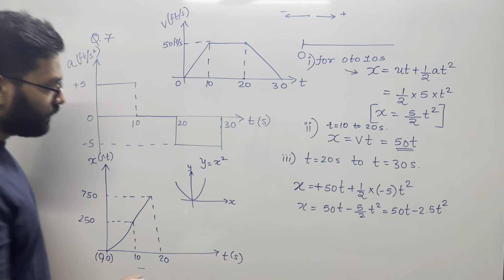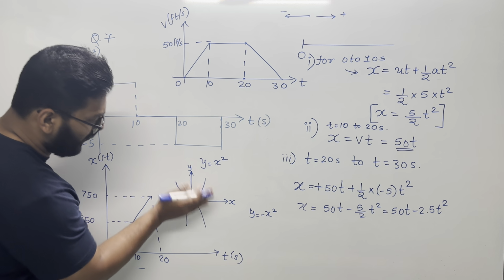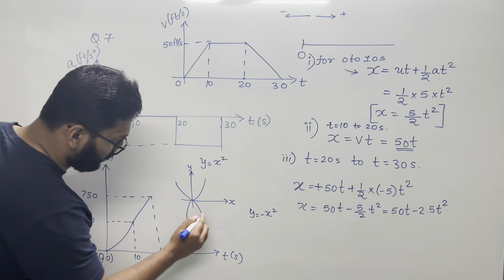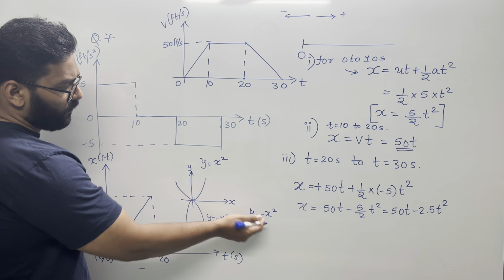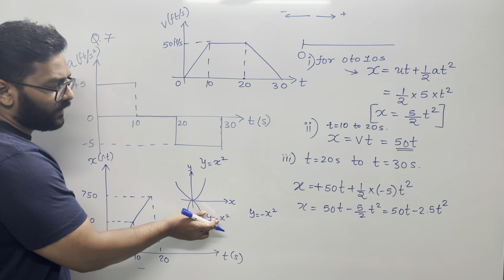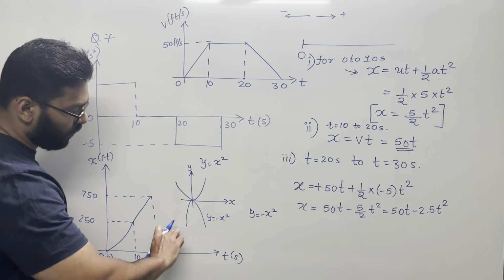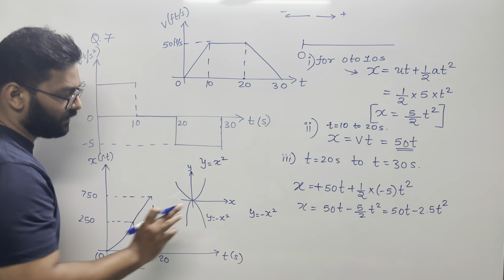Don't see the slope. It should be exactly the mirror image, right? So this is y equal to minus x square. Why? Because every value will become negative by multiplying it by -1. So here all the values become negative and it will be like this.